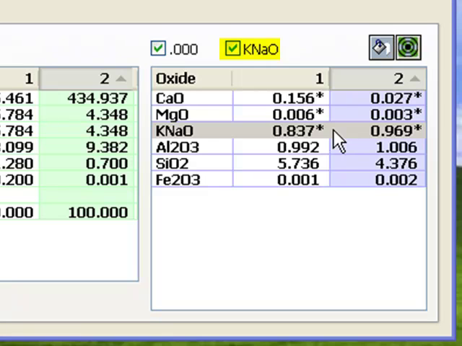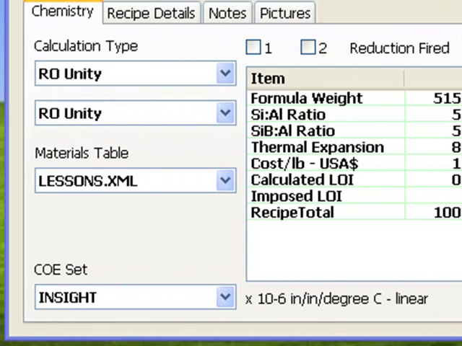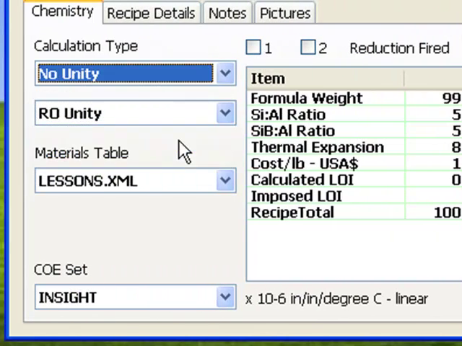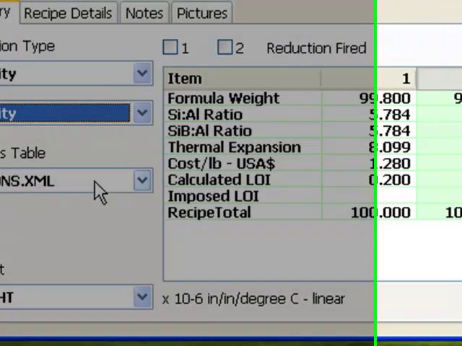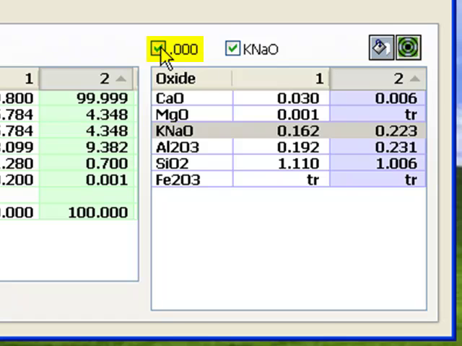I have the KNaO checkbox checked to combine K2O and Na2O amounts. Using feldspar, I need to be content to match the total of the two. I'm going to set both recipes to no unity calculation. That way I can build a duplicate that will not need to be retotaled. I also have the lessons materials database selected as with other lessons, and I'm going to set 3 decimals accuracy since I'm dealing with smaller than normal formula numbers.